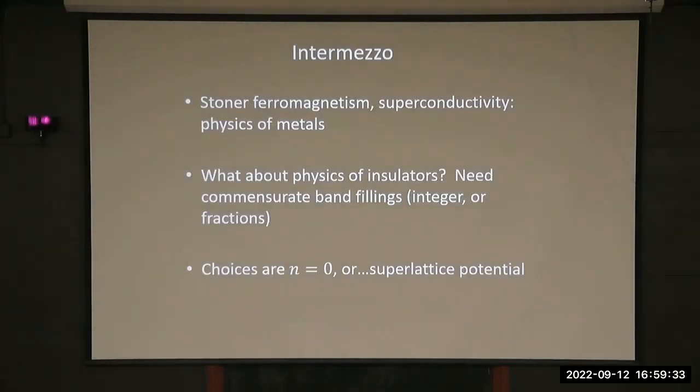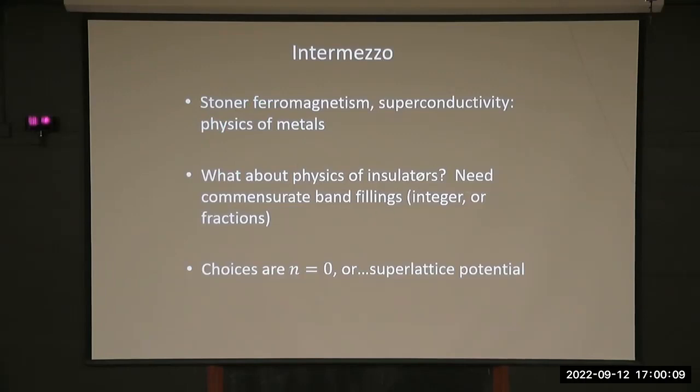So instead, I want to shift gears a little bit and talk about what else you can do. In particular, what I've told you about so far is really all about the physics of metals, right? So Stoner ferromagnetism, and a little bit of superconductivity. That's all the physics of metals. And one would like to realize also the physics of insulating states, because there are many things that are nice about insulating states. Things are quantized in insulating states. They're actually good quantum numbers, whereas in metals they typically are not. And to do this is rather difficult. You need to be at some commensurate filling of the bands.